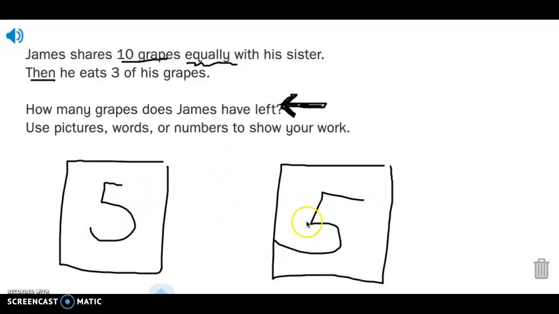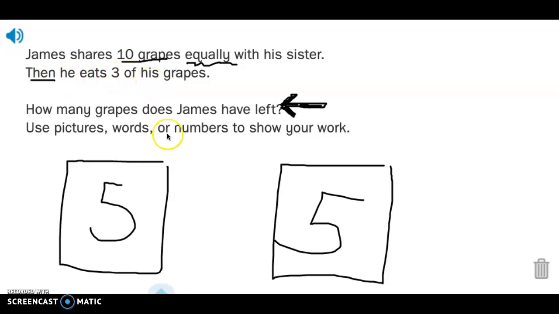5 plus 5 is 10. That's what they equaled. Or I'm counting 5 how many times? 1, 2. 2 times 5 is 10. Great, we have our grapes equally split between him and his sister. Now what do we have to do? Then he eats 3 of his grapes.